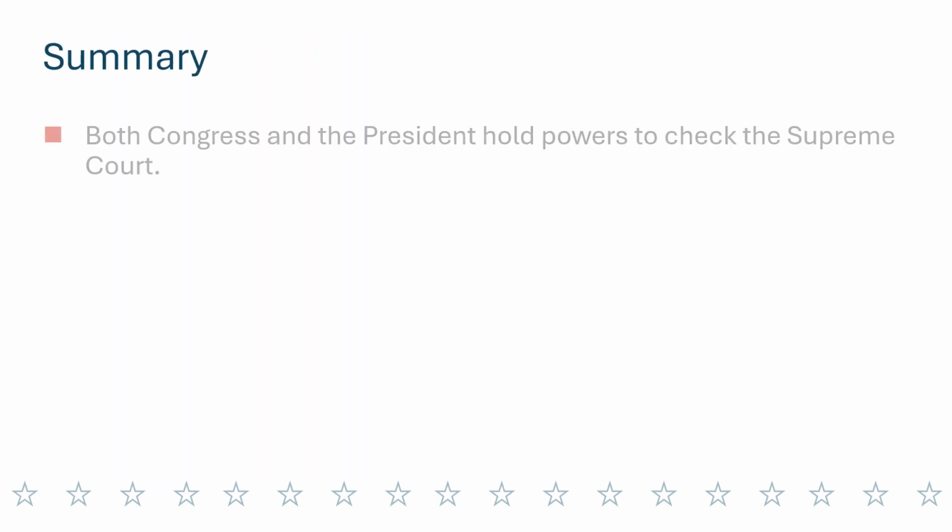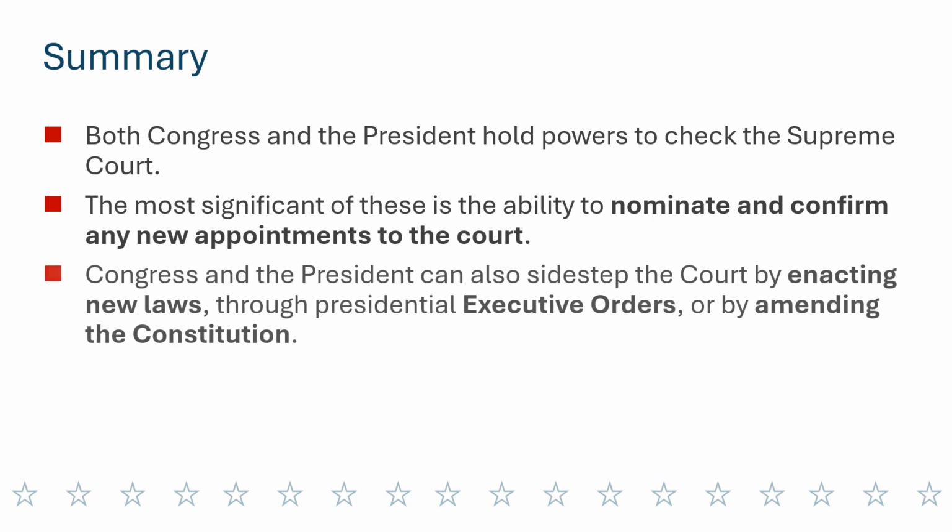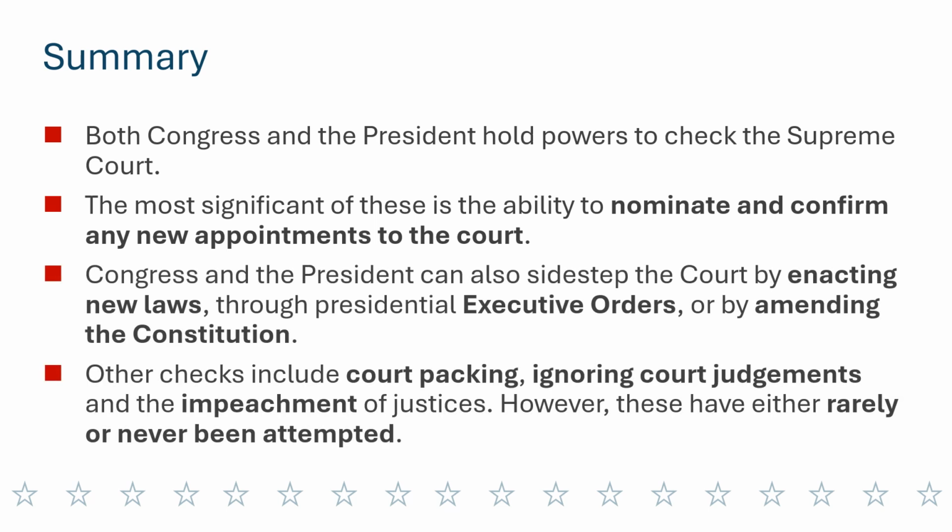In summary, both Congress and the President hold powers to check the Supreme Court. The most significant of these is the ability to nominate and confirm any new appointments to the court. Congress and the President can also sidestep the court by enacting new laws through presidential executive orders or by amending the Constitution. Other checks include court packing, ignoring court judgments, and the impeachment of justices. However, these have either rarely or never been attempted.